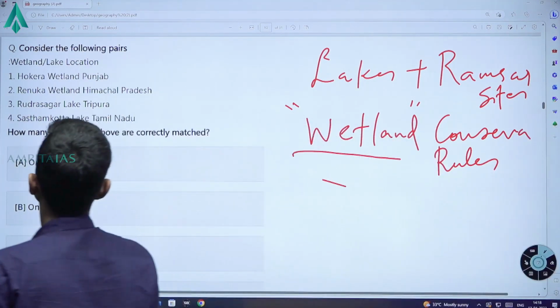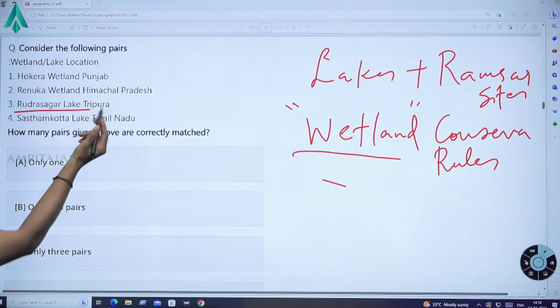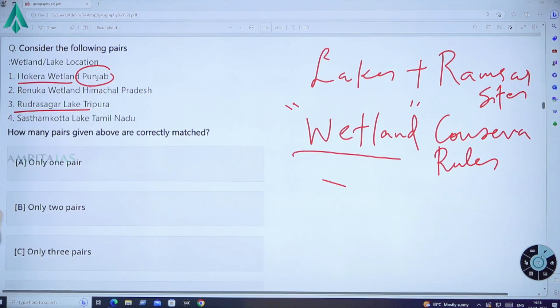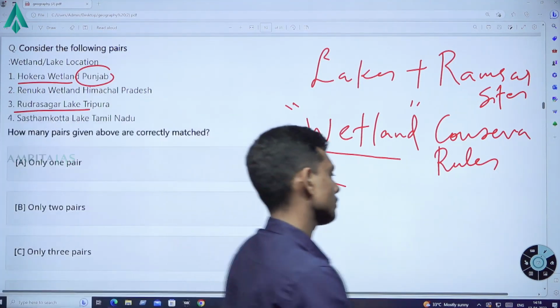And this year they can ask about any rivers. Hokera wetland. Is there any other wetland from Punjab? Is there any river flowing to it? Okay, any kind of questions. So lakes are also favorite.